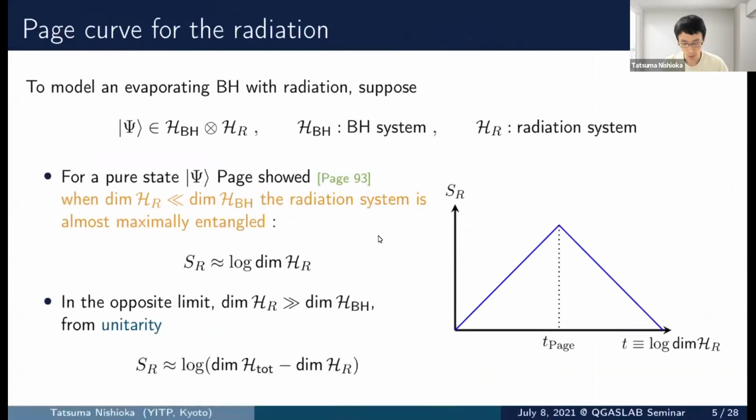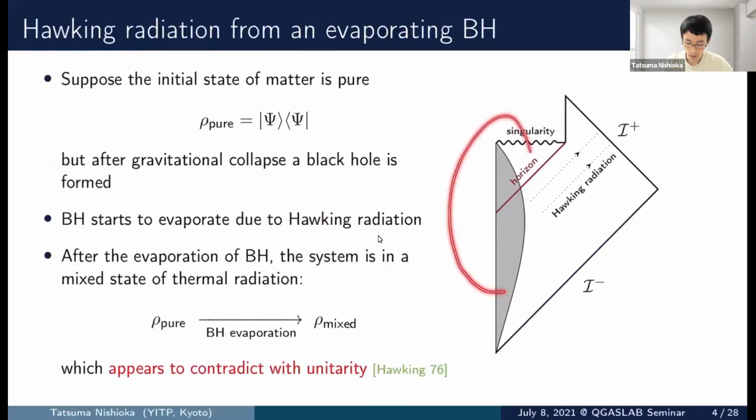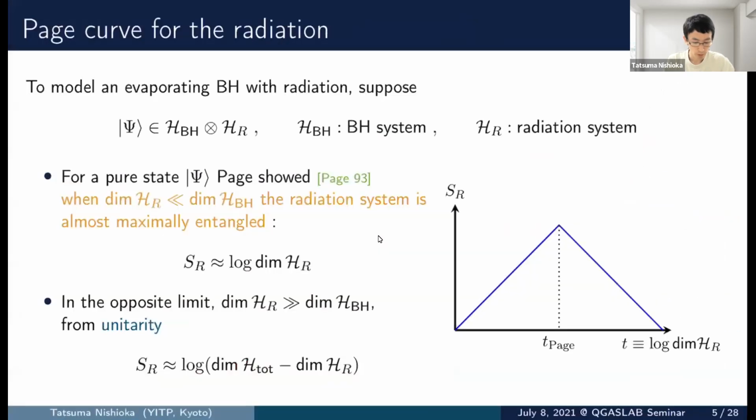To make it more concrete, Don Page came up with a model of an evaporating black hole using a quantum mechanical system. Let's suppose that our initial state, which is pure, can be bipartitioned in this way. There are two systems: one is the black hole system, and the other is the radiation system. This part describes the black hole, and the radiation system corresponds to the Hawking radiation particles. This psi is supposed to be pure.